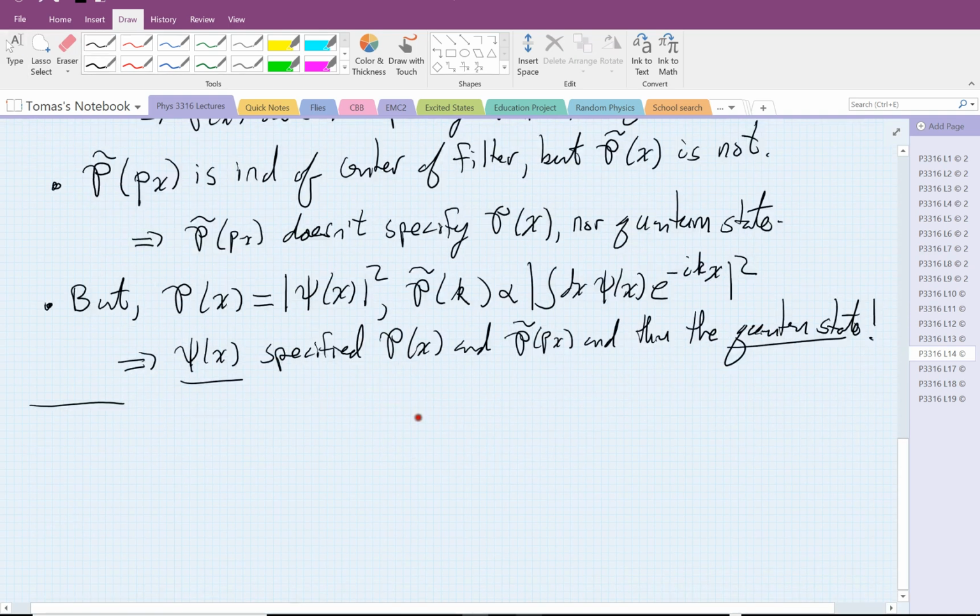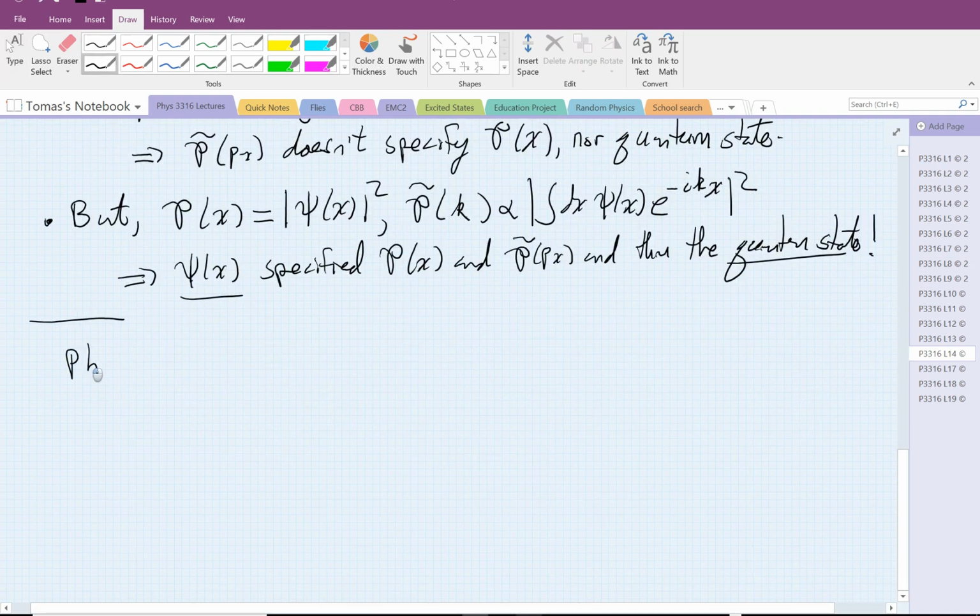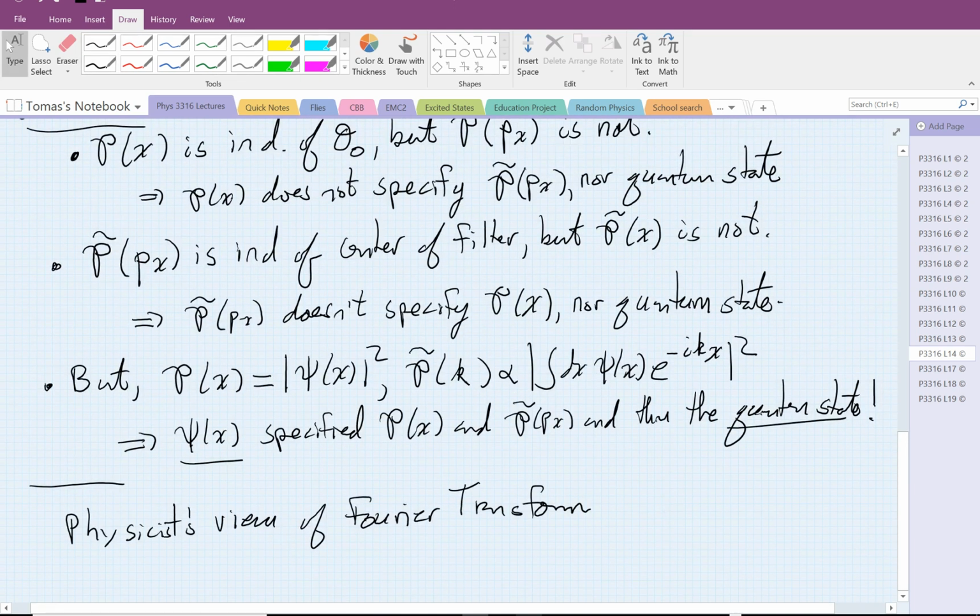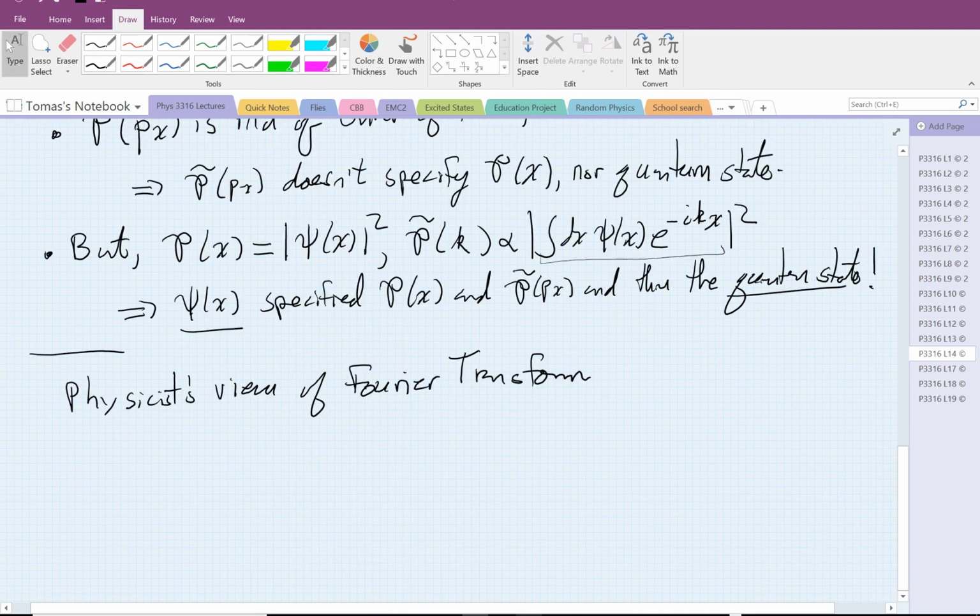So what I'm going to describe to you now is the physicist's view of the Fourier transform. And by Fourier transform, what we mean again are these types of integrals. The physicist's view of the Fourier transform that I'm going to show you actually comes from Dirac, and it is in his book on quantum mechanics.